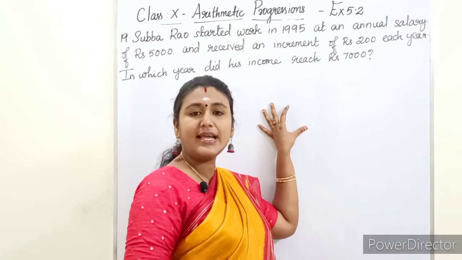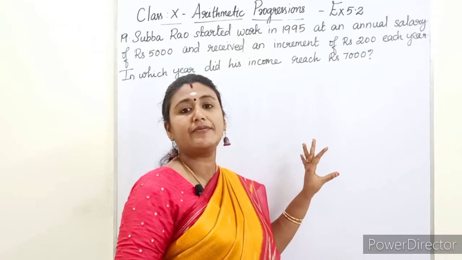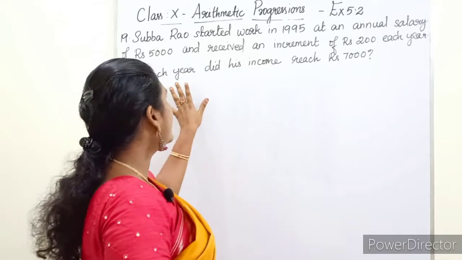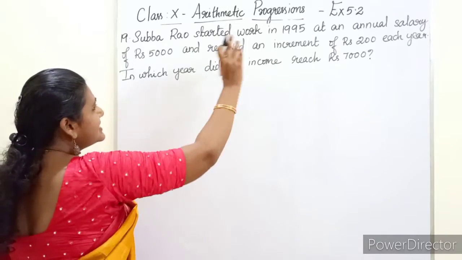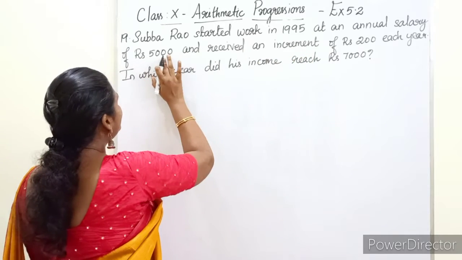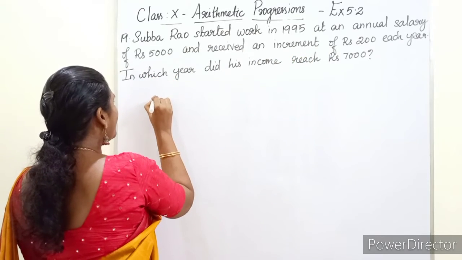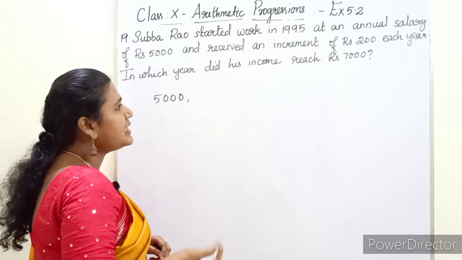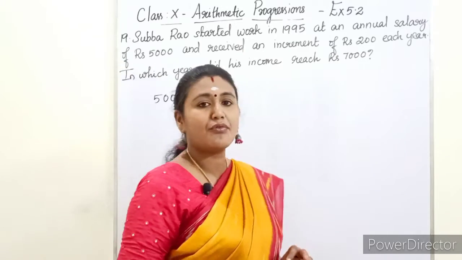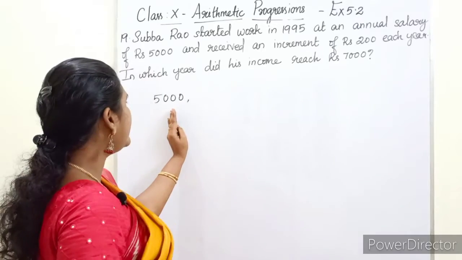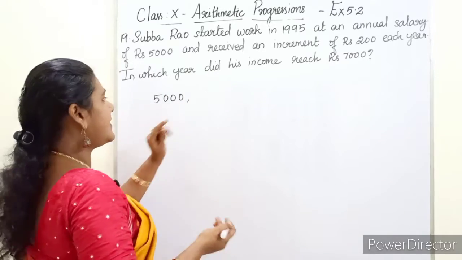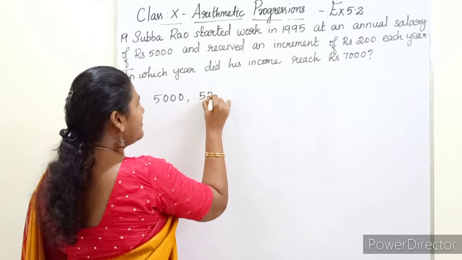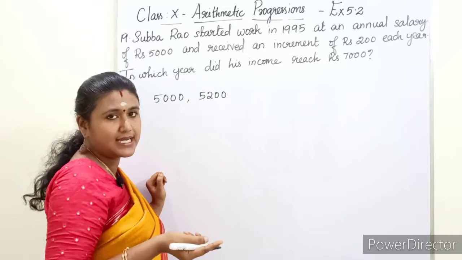So this is actually an application of the formula AN. Okay, so here we will see Subbarao's starting salary was rupees 5,000. So 5,000 was his initial first salary, and every year he got an increment of rupees 200. So what will be the salary in the next year? 5,200. Every year he is getting 200 as increment.